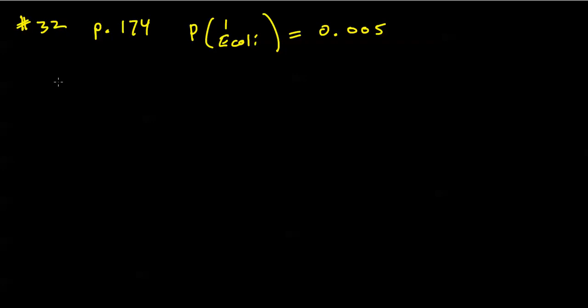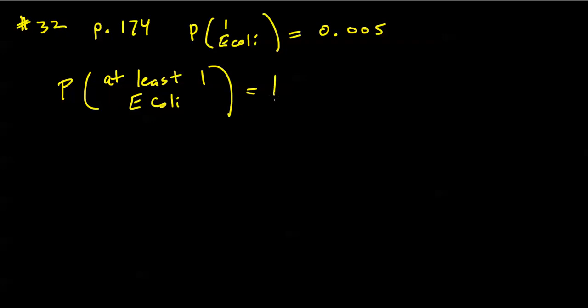Find the probability that a combined sample from 5 public swimming areas will reveal the presence of E. coli. Well, we will reveal the presence of E. coli in this combined sample if at least one of these 5 pools has E. coli. And I'll abbreviate it like that. Alright, by our model, that's going to be 1 minus the probability that none of the 5 pools have E. coli.